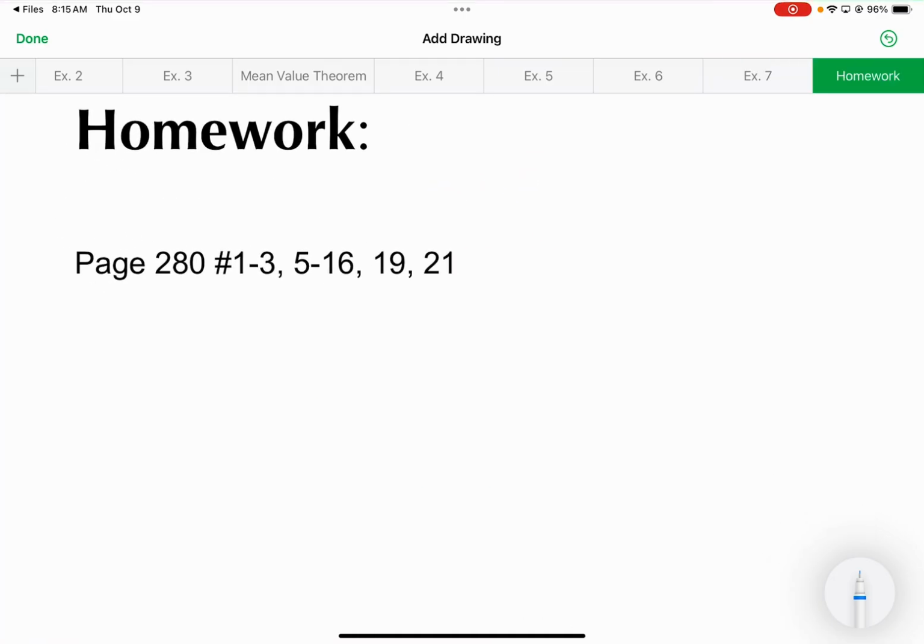Your homework is as follows. Do 1 through 3, 5 through 16, 19, and 21. 1 through 16 are problems related to showing that Rolle's and mean value theorem apply. 19 and 21 would be more of like an application type of problem.